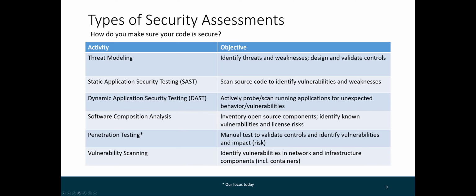Any Python pip package you install for Django, any NPM package you install for React, could come with vulnerabilities if they're not up to date. And software composition analysis tries to find those.